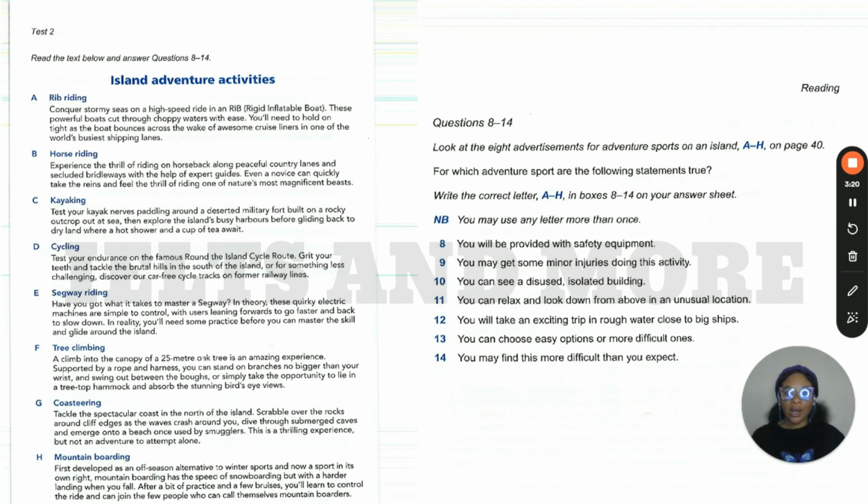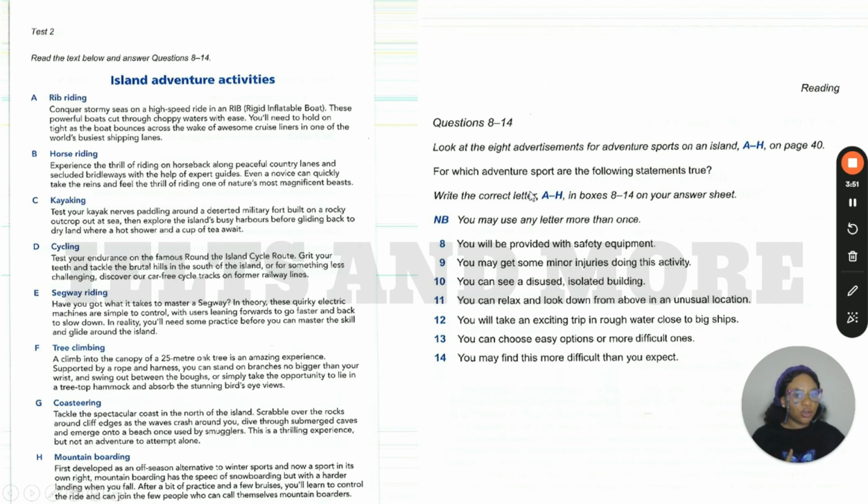Okay. Now, you have a full text but divided into paragraphs. That's why you can see the labels here: A, B, C, D, E, F, G, H. And then on the right side of this screen, you have the questions 8 to 14. Look at the 8 advertisements for adventure sports on an island, A to H. That's referring to these paragraphs on the left side on page 40, okay?